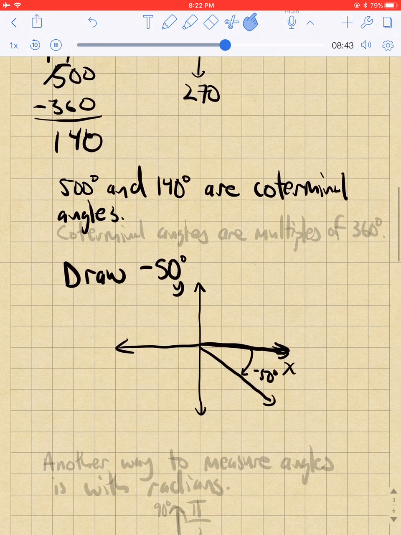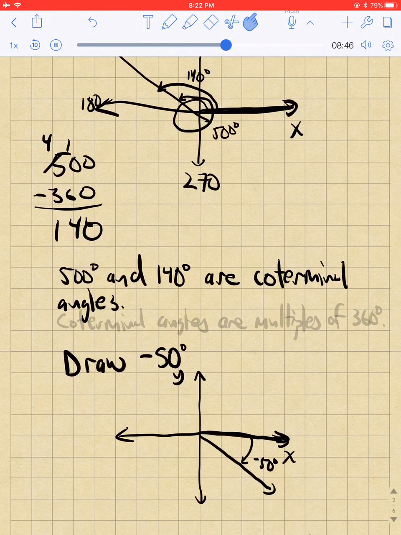So coterminal angles differ by multiples of 360 degrees. All right? So there's more than one way to get an angle.